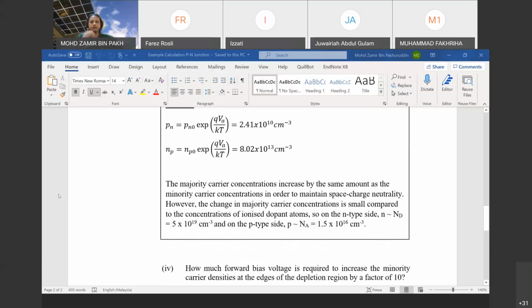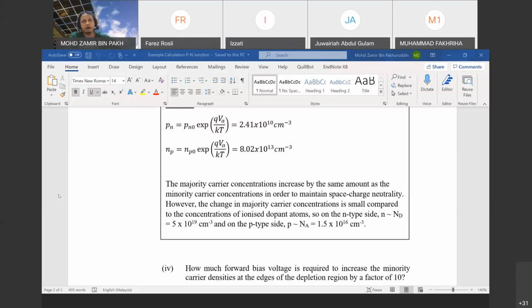The majority carrier concentration increased by the same amount as the minority carriers in order to maintain space charge neutrality. However, the change in majority carriers is small compared to the concentration of the ionized dopant. Remember last time when we did P equals P naught plus delta P, or N equals N naught plus delta N. We have seen that the change, delta N or delta P, is way too small in comparison to the majority carriers, which makes the majority carriers remain the same.